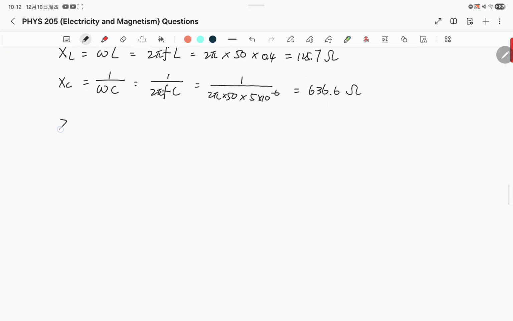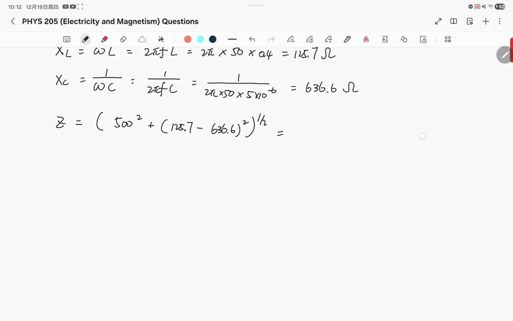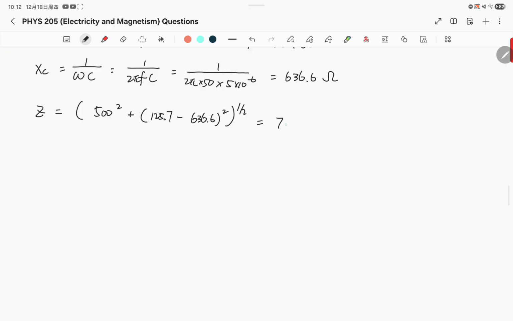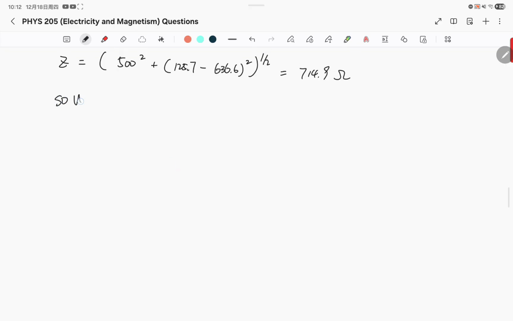Okay, so now we can do Z. And that gives me 714.9 ohm. So Vmax is equal to 0.25 times Z. And that is around 178.7 ohm.